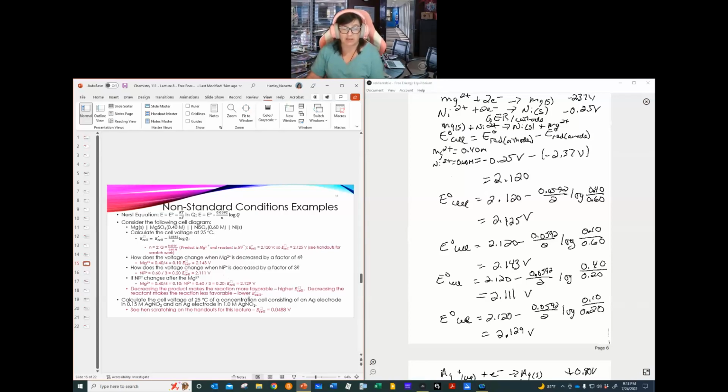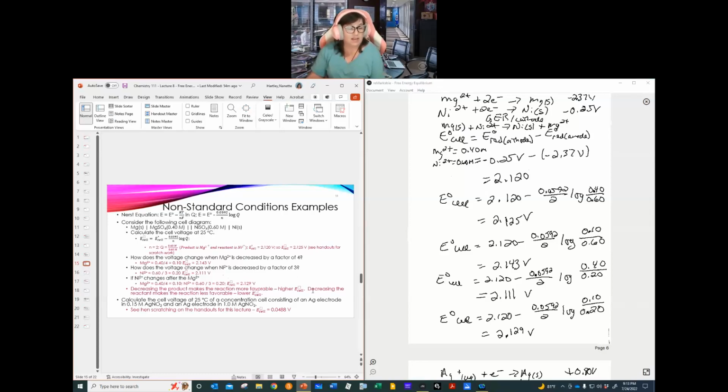So that I see a lower E for that, all right? One of the other ways that we can see non-standard conditions is when we create something called a concentration cell. When I make a concentration cell, I have the exact same reaction in both halves. So the reduction and the oxidation are the same reaction, but they're different concentrations, okay?